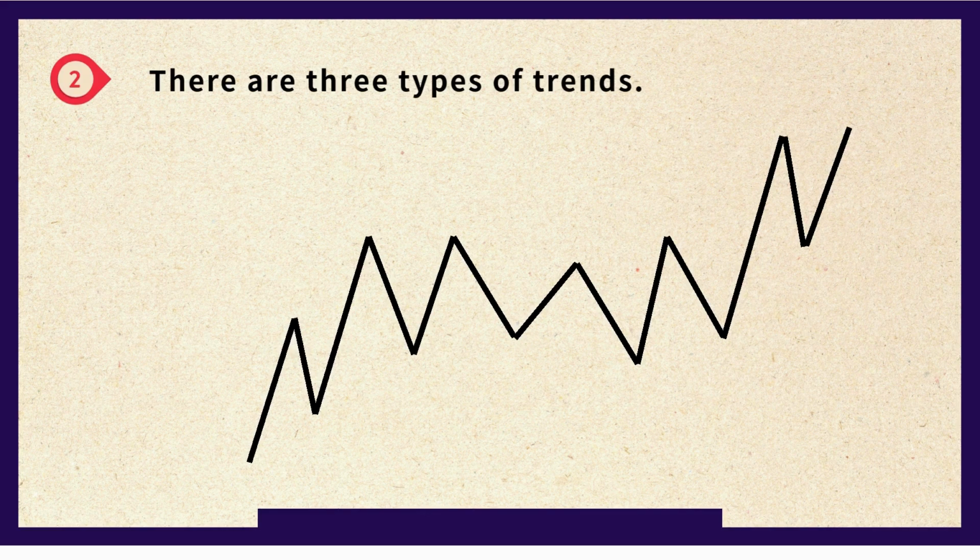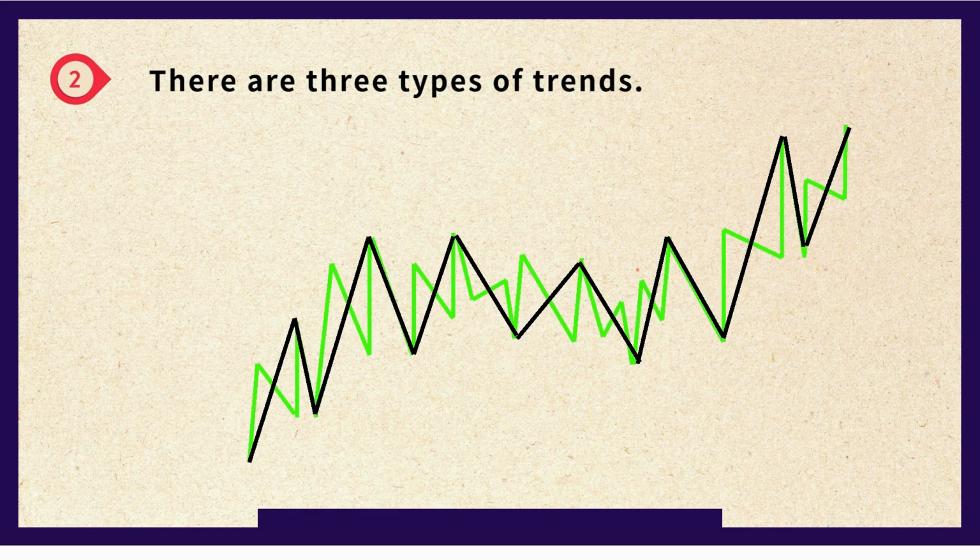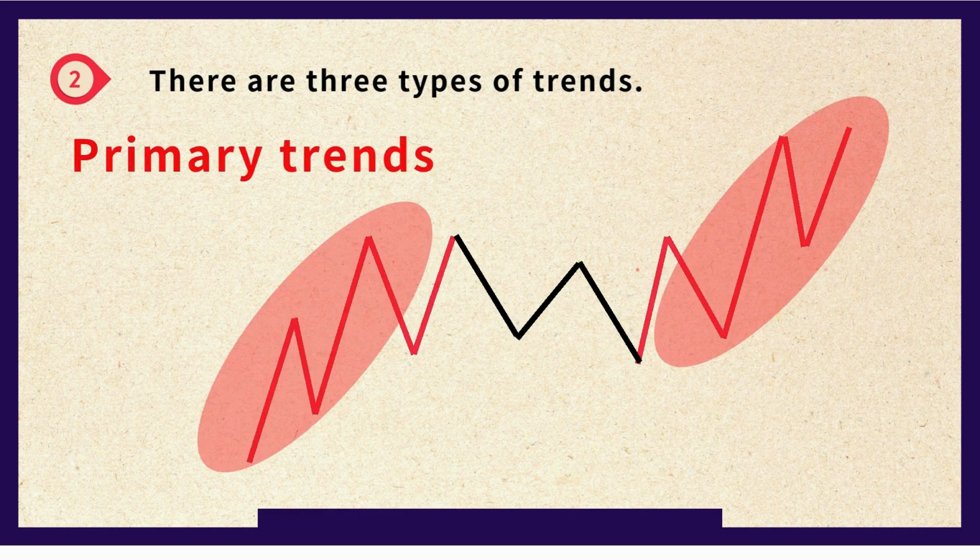Next, let's explore the second principle. There are 3 types of trends in the market: primary trend, secondary trend, and minor trend. Let's start with the primary trend. This is the major direction of the market, either an uptrend or a downtrend. If the market is in an uptrend, it's the main upward movement. If in a downtrend, it's the main downward movement. A primary trend typically lasts for a year or more.